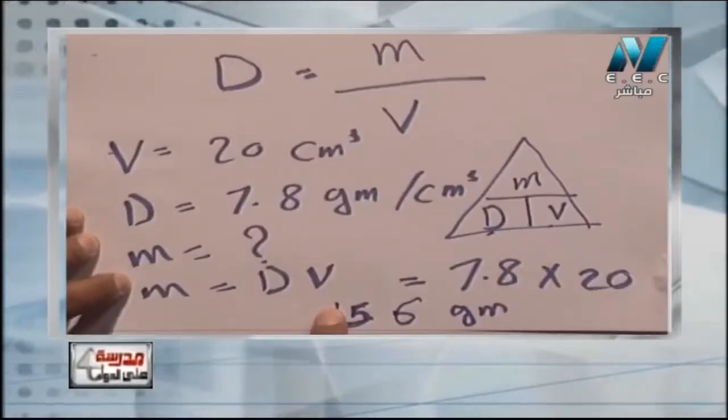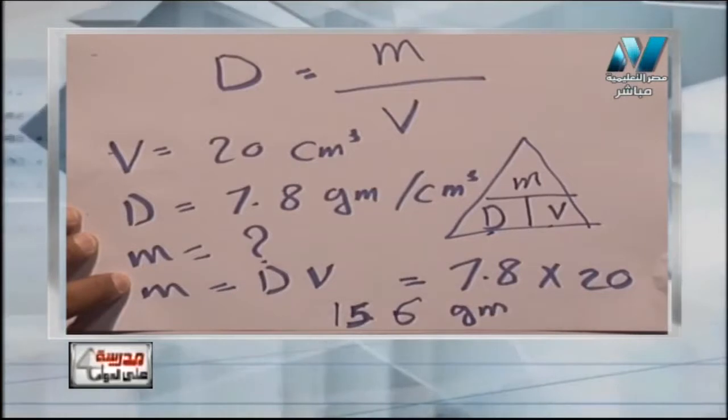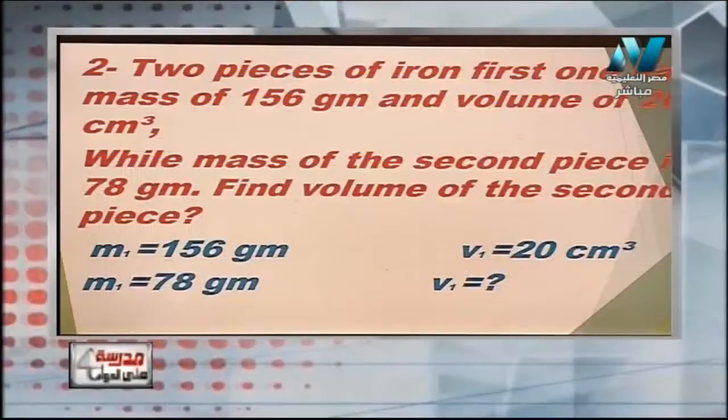Now let's look at the monitor for this problem. Find the mass of a piece of iron whose volume is 20 cubic centimeter, knowing that the density of iron is 7.8 gram per cubic centimeter. I write D equals 7.8 gram per cubic centimeter, V equals 20 cubic centimeter, so mass equals density times volume, which is 7.8 times 20. The answer is 15.6 gram.